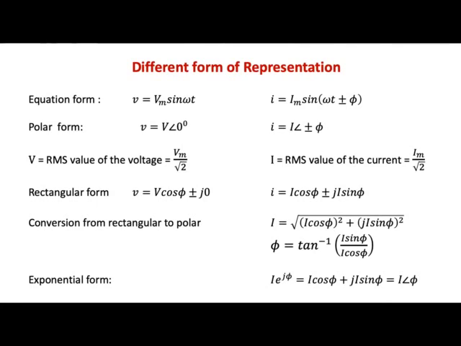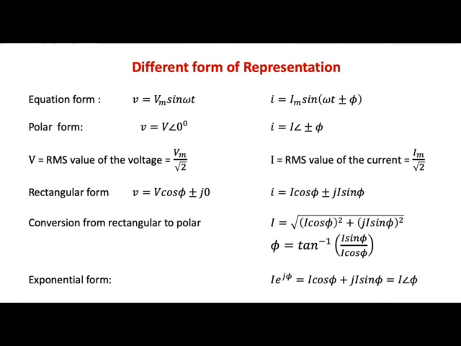The polar form of representation is much more common, because it is a simple form of representation as per the practical requirements. So V is given as capital V angle 0 and current is given as capital I angle ± phi. Now what are these capital V and capital I? These represent the RMS value of the voltage and the current respectively. For a sine wave, we have seen before that the RMS value is the maximum value divided by root 2, that is 0.707 times the maximum value. So the RMS value has to be taken in the polar form.